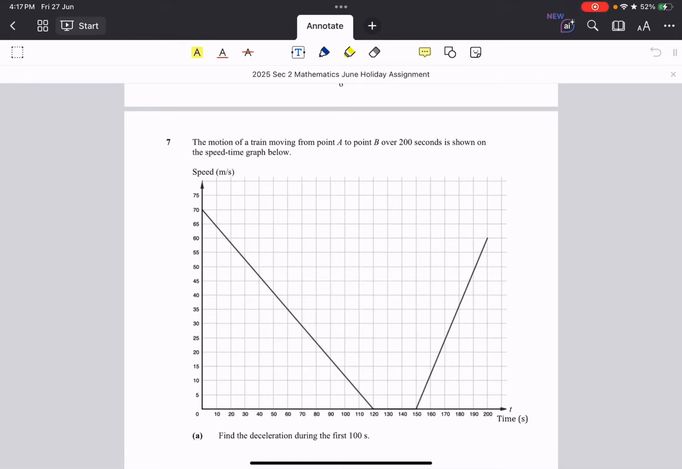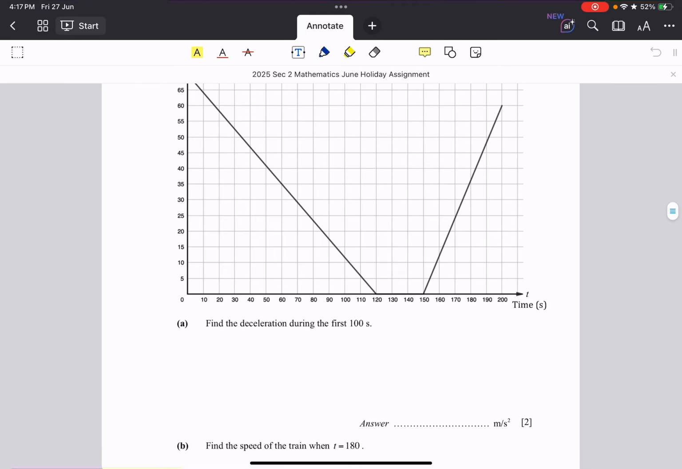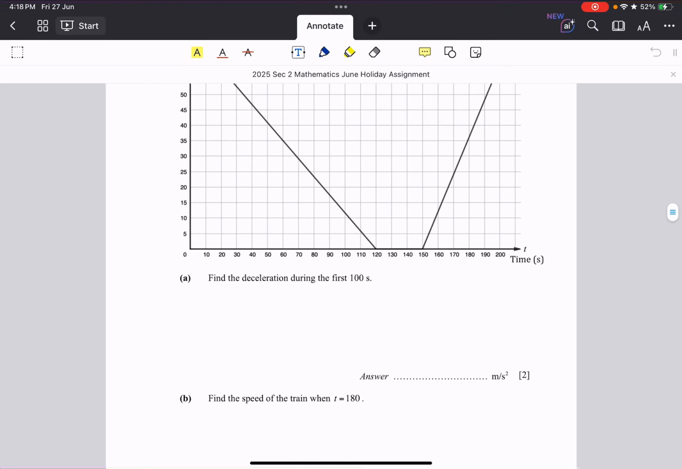Okay, so let us now continue with question 7. The motion of the train moving from point A to point B is shown in the graph, right? So you have the question, you should read the graph. So how do we solve this? Well, first we want to find the deceleration for the first 100 seconds. So basically the gradient for the first part, right?